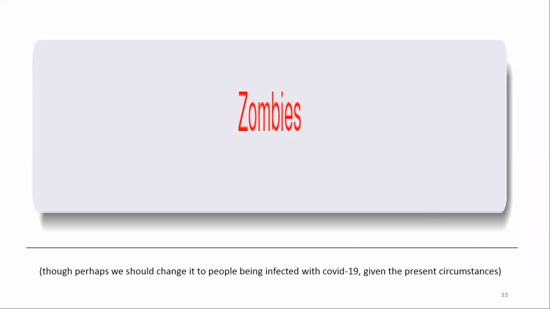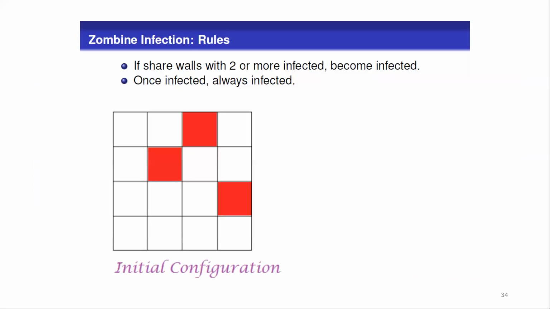This is a talk I've given many times over the years. My daughter has suggested that we should probably change it during the present circumstances, but that would require me to go through all the slides. So if you want, you can think of it as people infected with the coronavirus. So here's how it works. If you share walls with 2 or more infected souls, you become infected. And once you're infected, you are always infected.